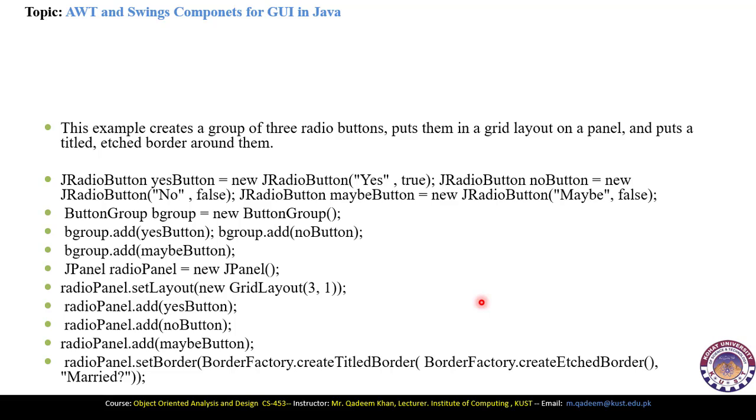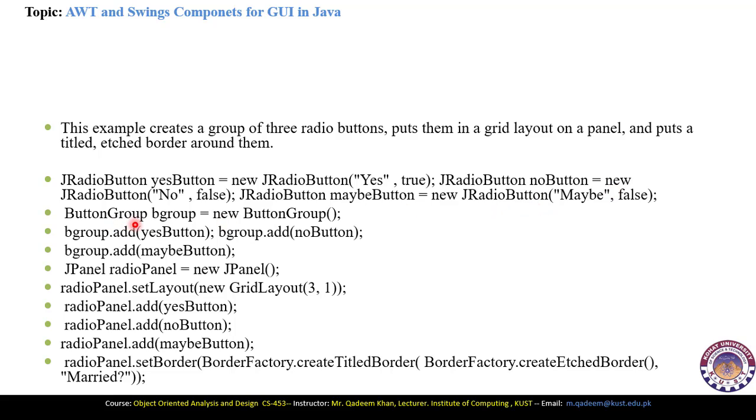Now this is code which creates a group of three different JRadio buttons, and puts them all in a grid layout on a panel, and then puts a titled etched border around them. So first we have declared the JRadio buttons. First we have the JRadio button yes button, new JRadioButton, and here we have another JRadioButton which has a label no, and will be unchecked. Then we have the third JRadioButton which has maybe, and it's false. So only one is true, the other two are false.